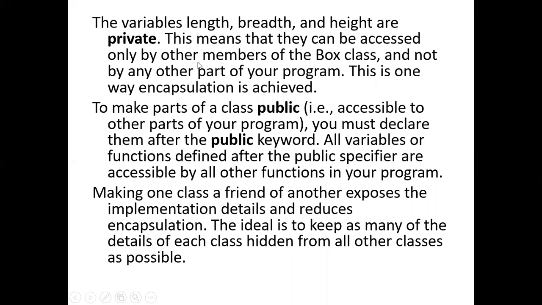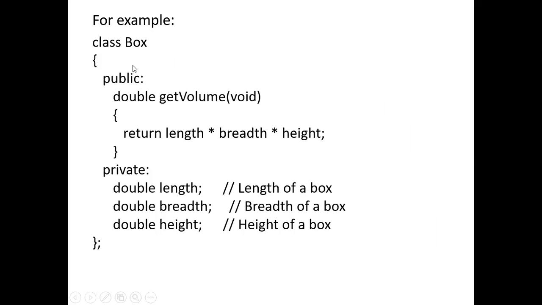So they can be accessed only by other members of the Box class and not by any other part of your program. This is one way encapsulation is achieved. This is one way to protect your data. To make parts of the class public, we must declare them after the public keyword. We use the public keyword and some functions, the same way we did here. So we created a part of the class that is public. That means if you want to access the data, you can come to this part.